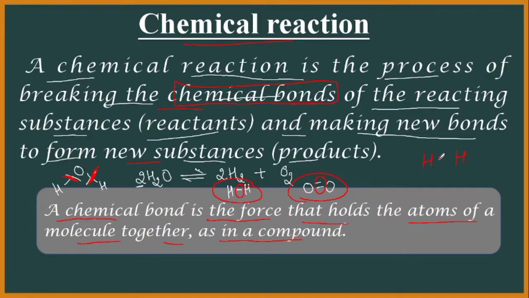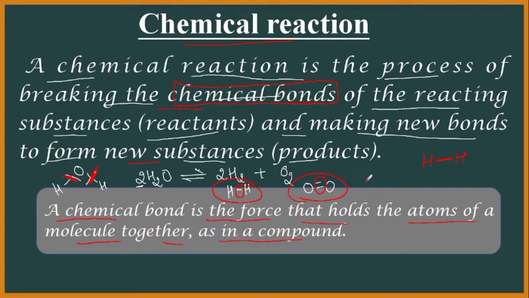For example, just now we wrote the hydrogen H2 molecule, because hydrogen is a diatomic molecule. It contains two atoms and these two atoms are bound to each other by the force of attraction. We call it a chemical bond. How many bonds are present between hydrogen? A single bond. Okay, so this is called a chemical bond. A chemical bond is the force of attraction that holds the atoms of a molecule together.